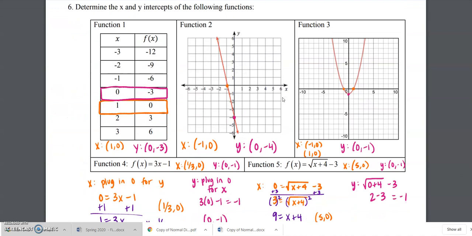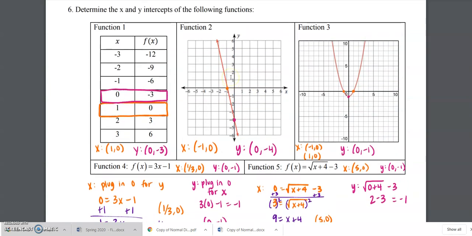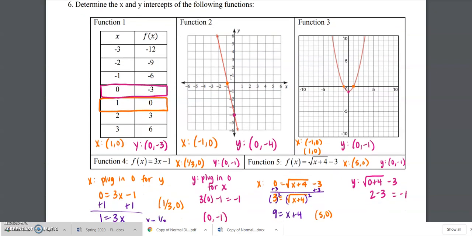Last one says just determine the x and y intercepts of the following functions. These are fairly straightforward. Remember that when you're looking for the x-intercept, you're looking for the place where y equals 0. And for your y-intercept, you're looking for the place where x equals 0, or where you're crossing the axis. On the y-intercept in graphical form, you're looking for the place where your graph crosses the y-axis, and then you identify the coordinate appropriately, as has been done here.